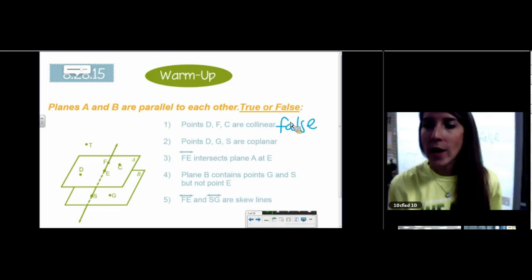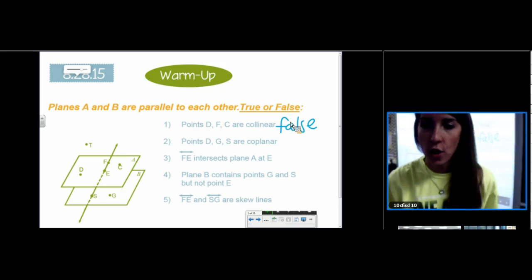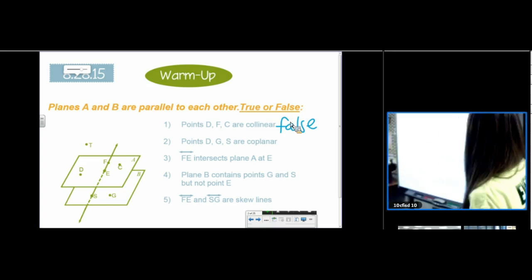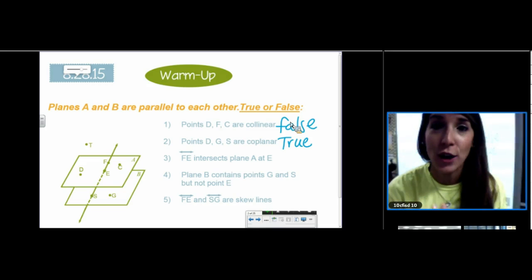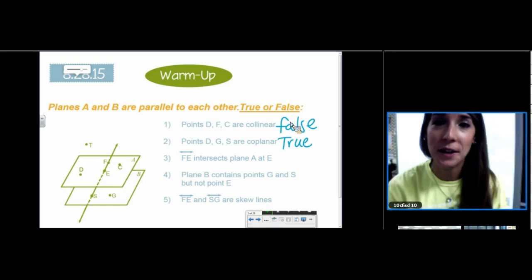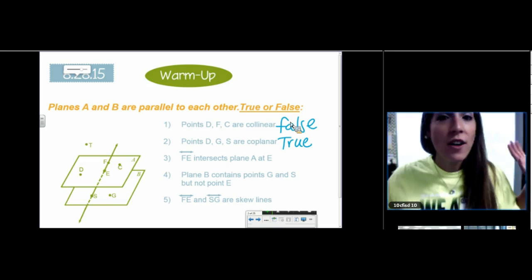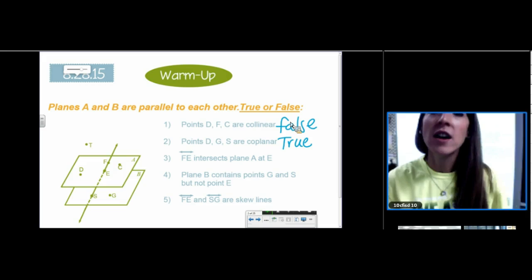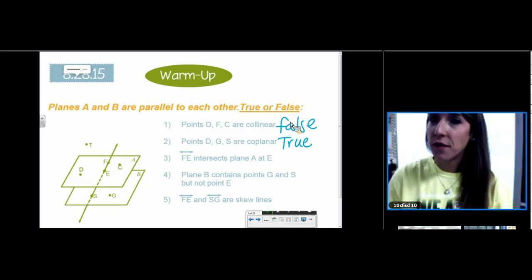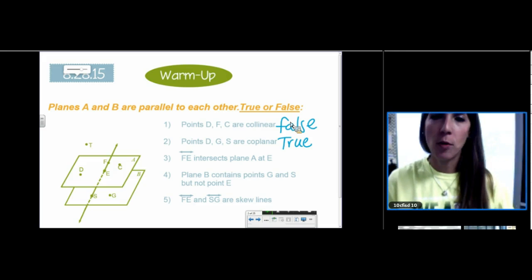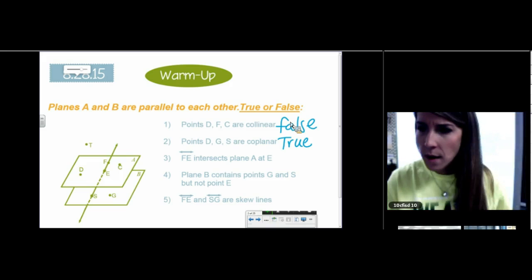All right. Number 2, points D, G, and S are coplanar. Okay, guys, I cannot say this enough. Any 3 points are coplanar. I don't even need a picture for number 2. Erase the picture and number 2 is still true because any 3 points in the universe can be in the same plane. Now, they don't always define a plane because they have to be non-collinear to define a plane, but any 3 points are coplanar. End of story.